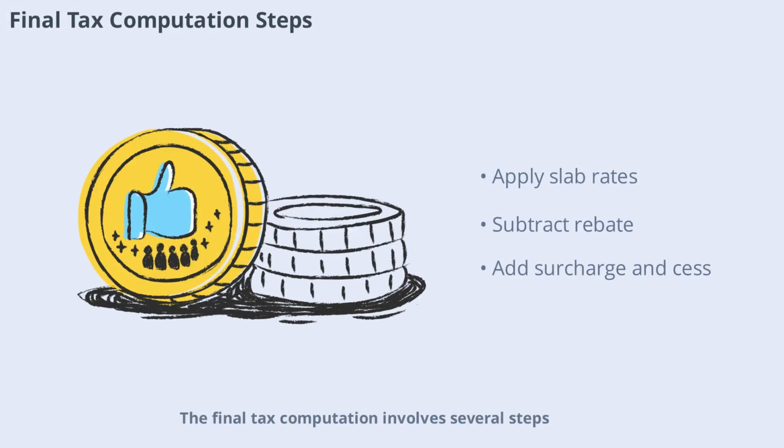Final tax computation involves several steps. Calculate total income after deductions, apply the relevant tax slab rates, subtract any rebate, add surcharge if applicable, and finally add health and education cess. This systematic approach ensures you arrive at the correct net tax liability.